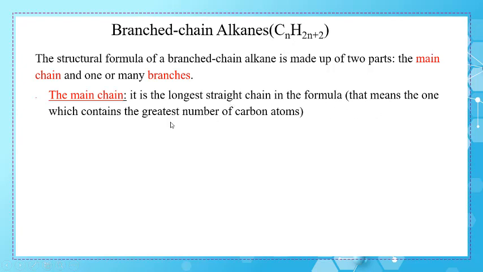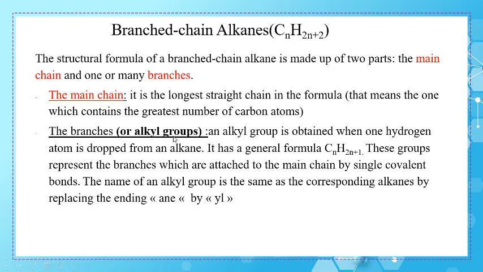That means the one which contains the greatest number of carbon atoms, while the branches are alkyl groups. An alkyl group is obtained when one hydrogen atom is dropped from an alkane. It has a general formula CnH2n+1 because we dropped one hydrogen atom. These groups represent the branches which are attached to the main chain by single covalent bonds. The name of an alkyl group is the same as the corresponding alkane by replacing the ending "ane" by "yl".